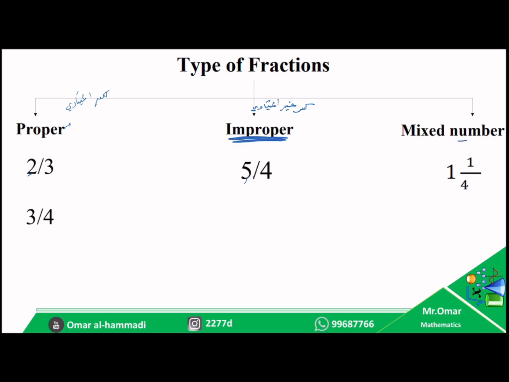And the last one, we have a mixed number. Mixed number is عدد كسري. We say we have a mixed number when we have a number and a fraction together, for example, 2, 3 over 4. This is the meaning.